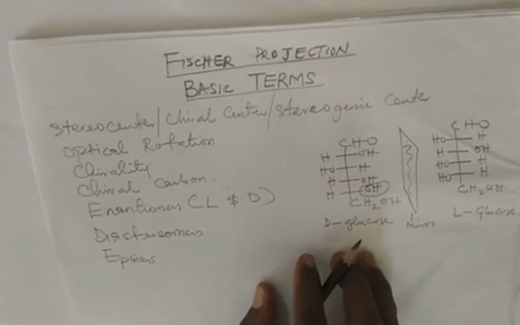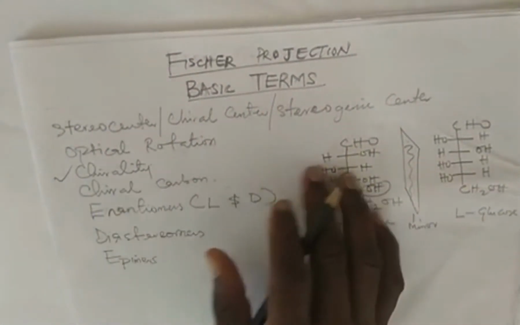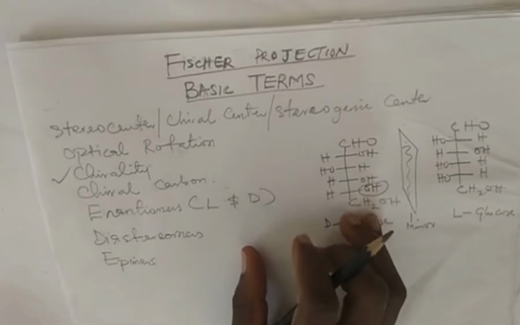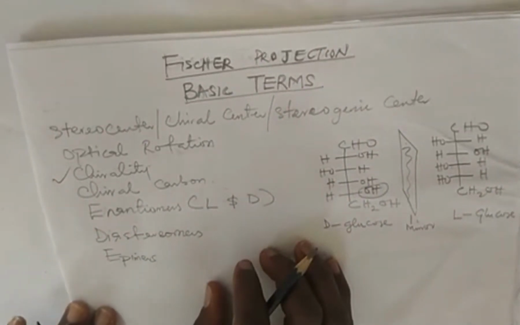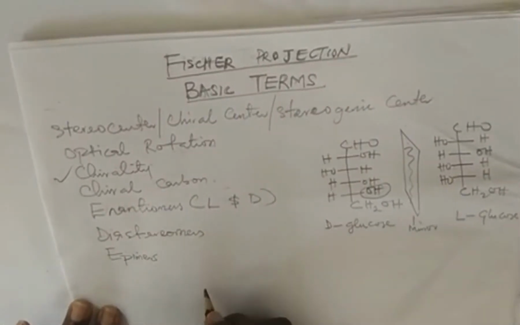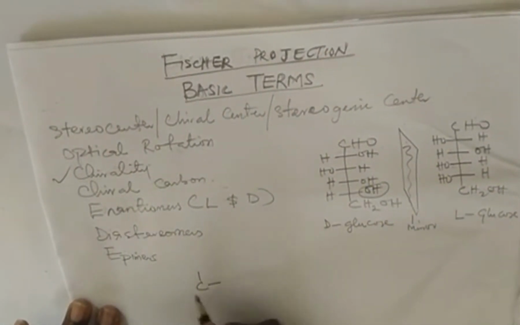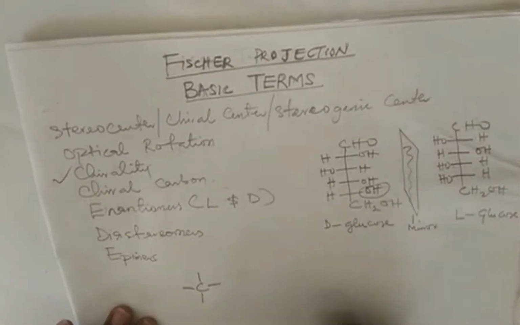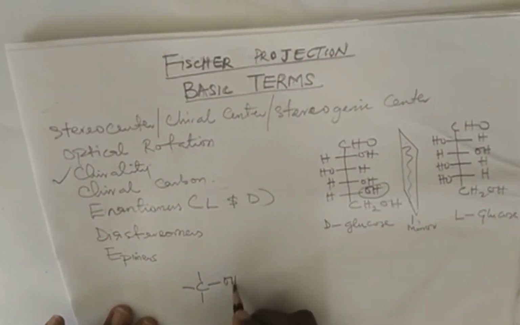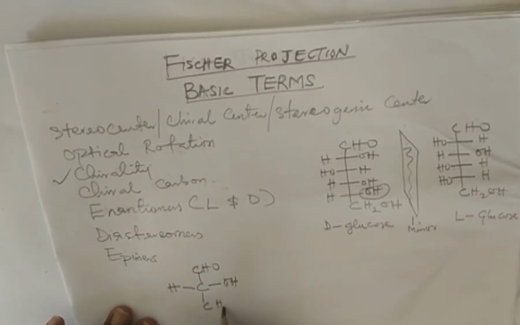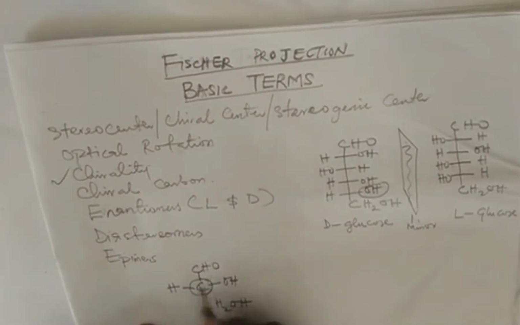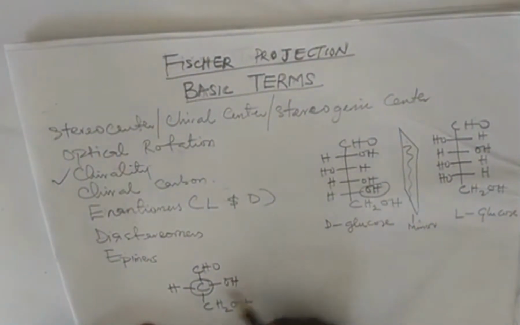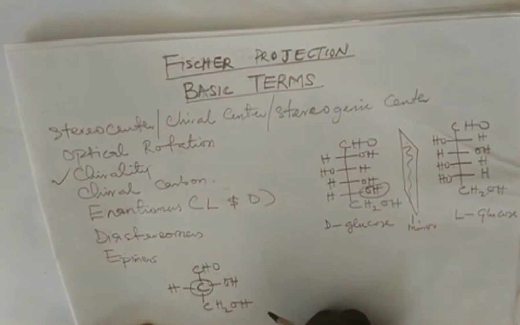Now, I want to start by explaining chirality. The word chirality is a phenomenon whereby a carbon which is tetravalent is carrying 4 different substituents. For example, this makes it a chiral carbon, and this phenomenon is called chirality.